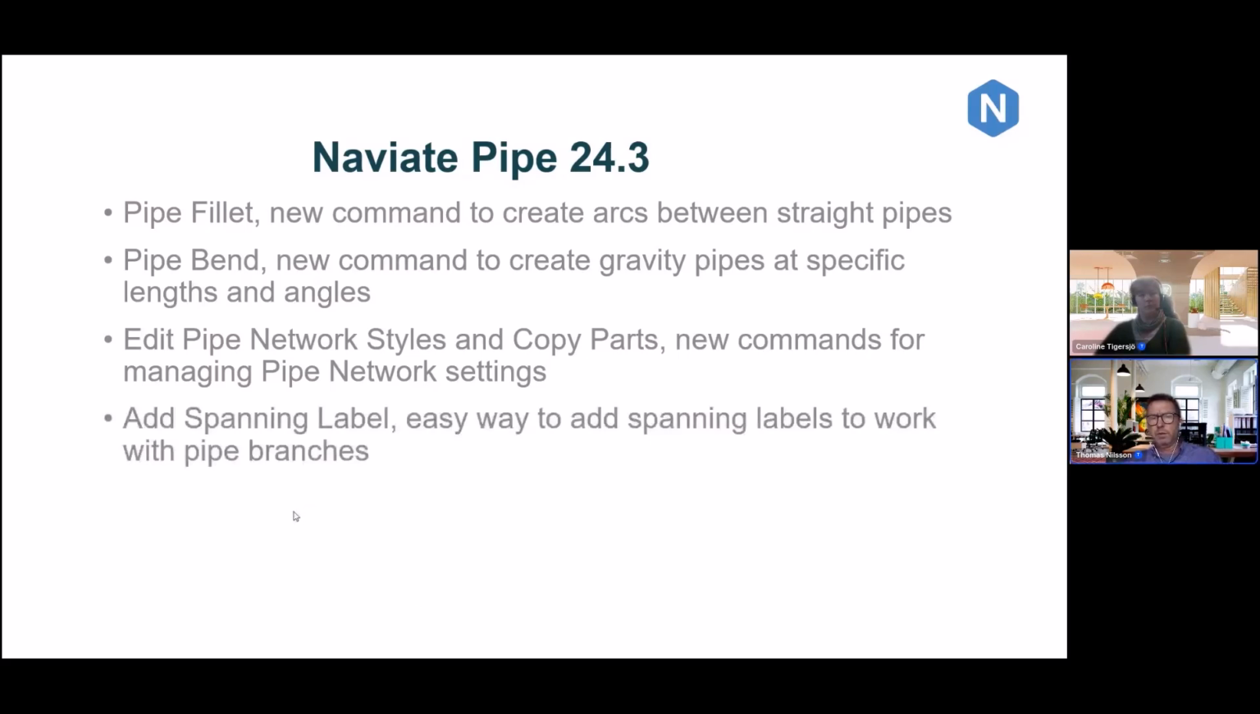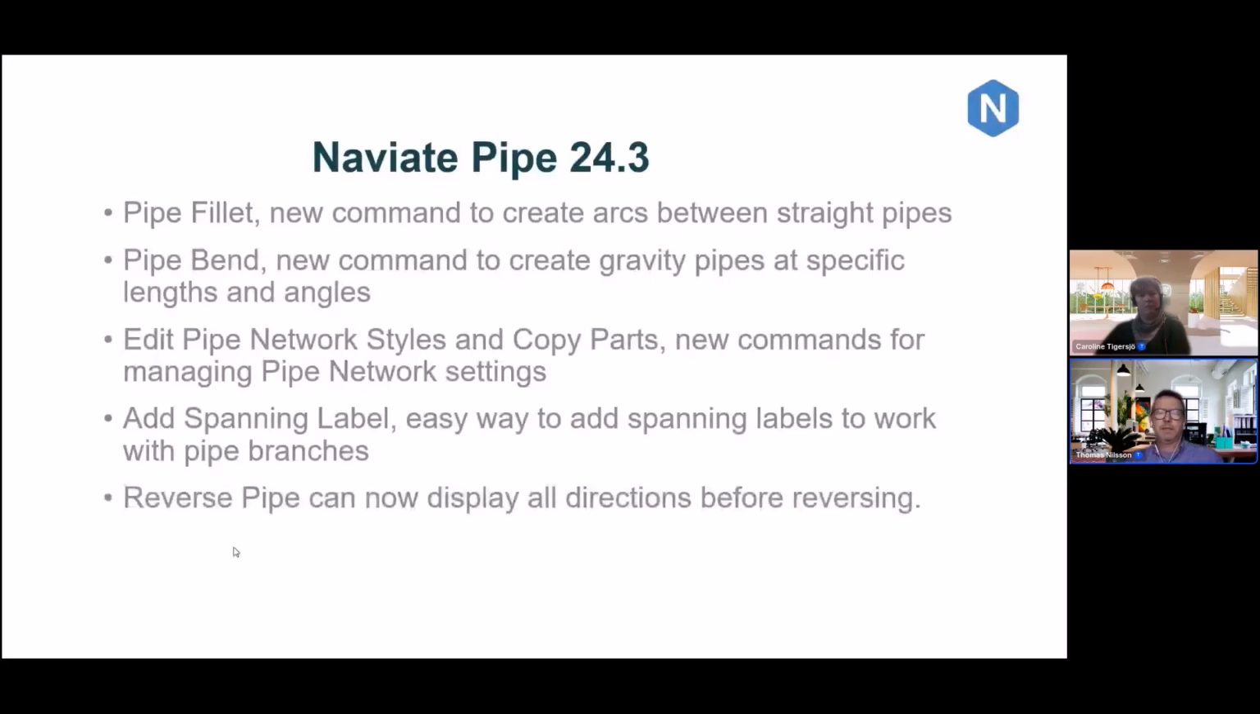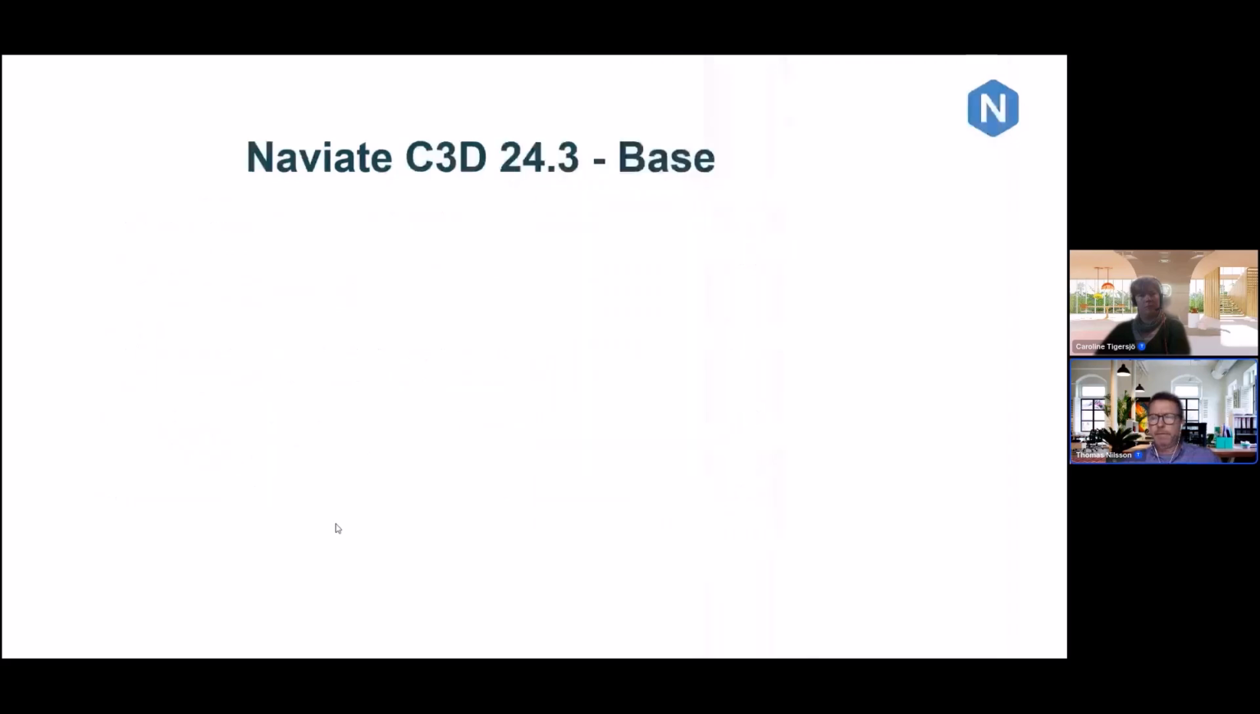We have a new tool set of spanning labels. Easy way to add spanning labels to enable work with pipe branches. So we're going to work a lot with these pipe branches further on. Reverse pipe has been updated, so it's now more simple to see all pipes in the network to see which ones actually go the wrong way. That's it. So the base functionality of Naviate.